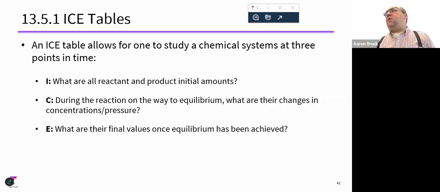But what about scenarios where we have everything already present? Well, that's where our Q calculation would come in. We could calculate what Q is for the conditions that we are starting at and figure out which direction it's going to shift quantitatively. And if it shifts to the right, then we know that we're going to add product and remove reactant. And if it shifts to the left, we know that we're going to add reactant and remove product. So that's what the change line is.